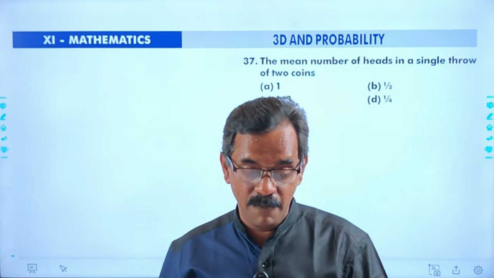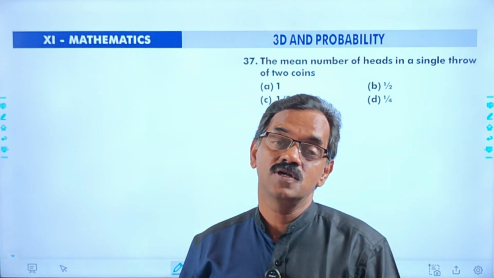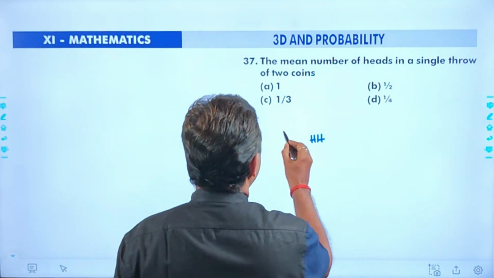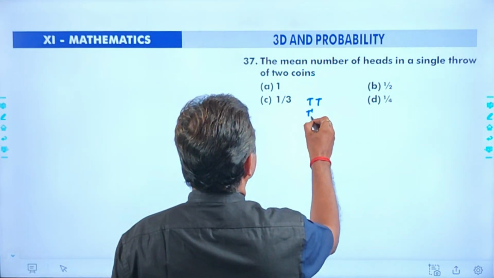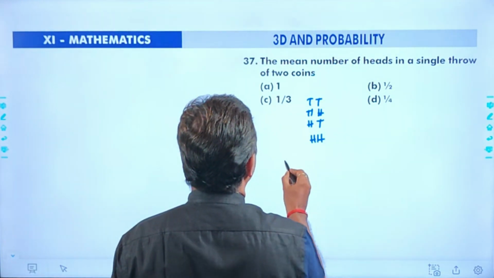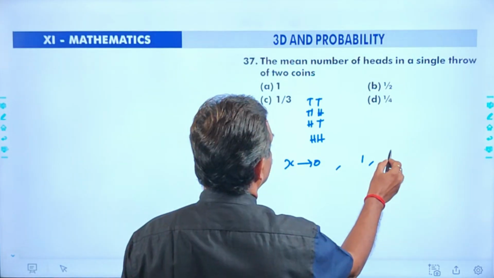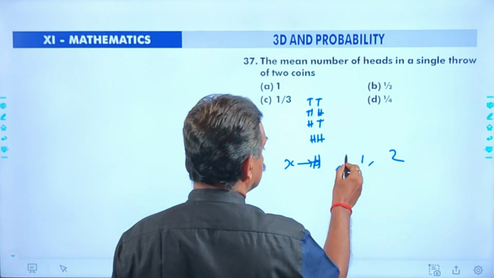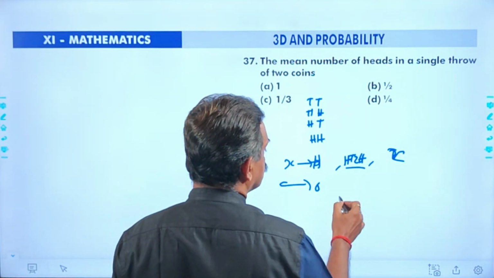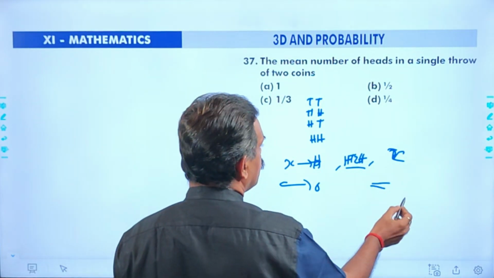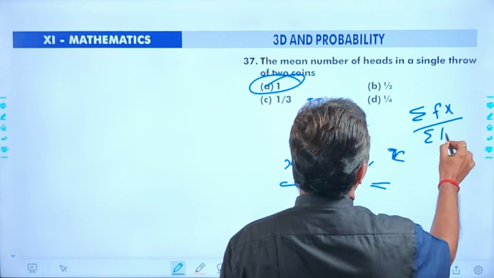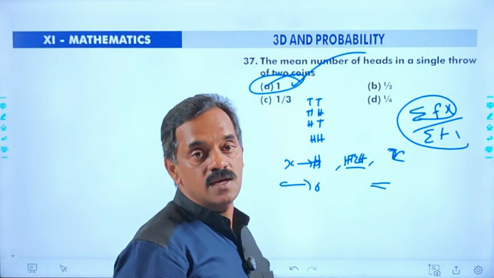The mean of the number of heads in a single throw of 2 coins. When 2 coins are tossed, you know the outcomes are HH, HT, TH, TT. So x can take the values 0, 1, 2: 2 heads, one head, or 2 tails. The probabilities are 1 by 4, 1 by 2 and 1 by 4, and you have to evaluate the data. So the mean is found by applying the formula mean equals sigma fx by sigma f. When you apply the formula, the given choice A is the answer.